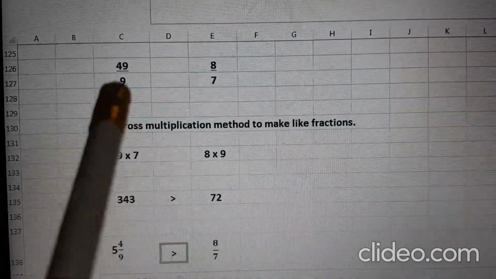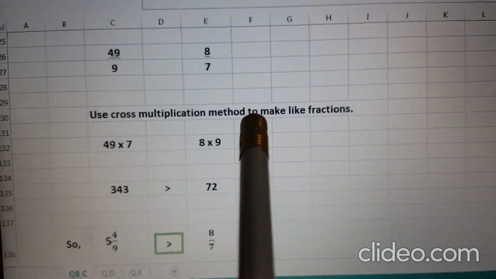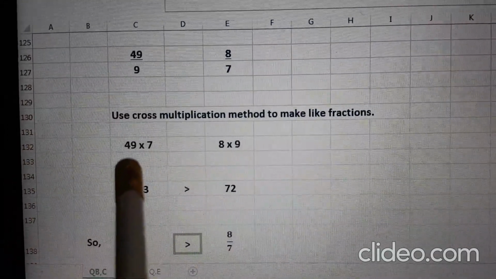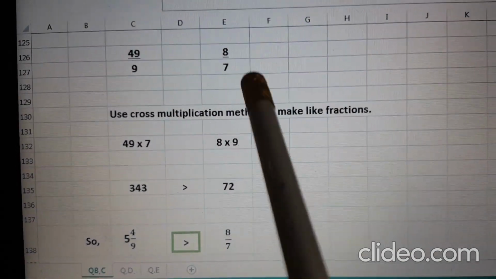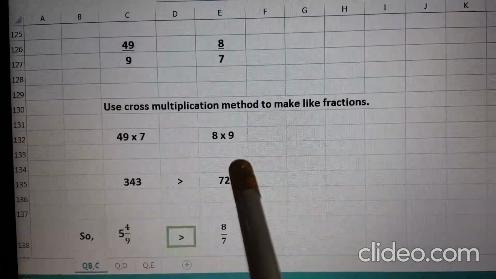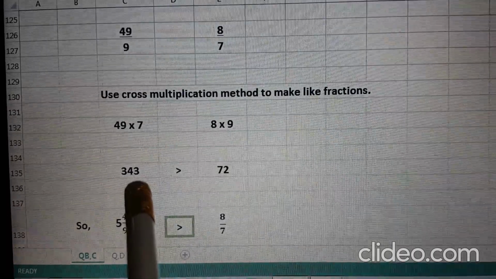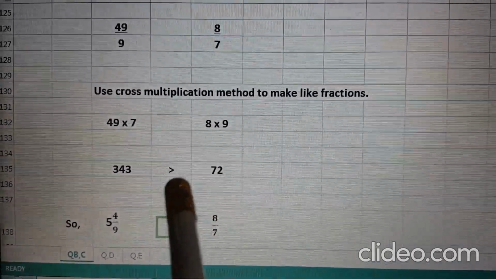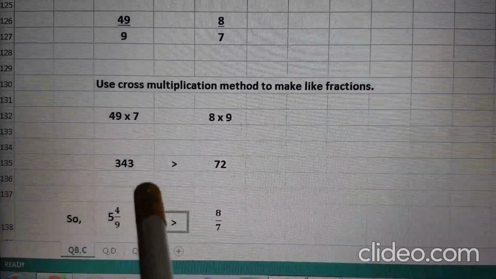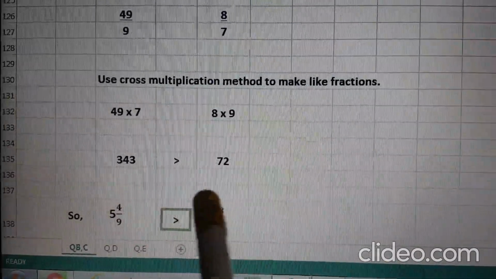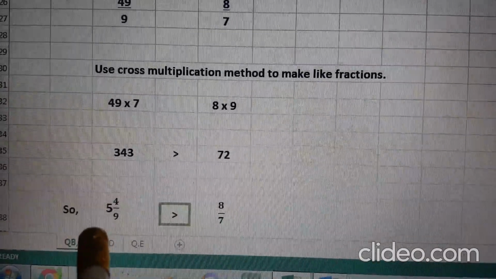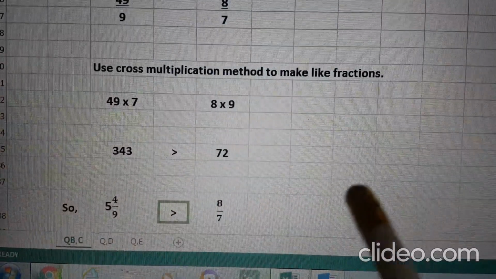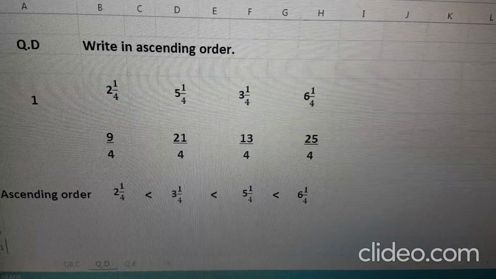So we will multiply 49 and 7, and 8 and 9. 49 and 7 we will multiply, 8 and 9 we will multiply. When we multiply, we get 343 and here we get 72. So we know 343 is greater than 72. Therefore 5 whole 4 by 9 is greater than 8 upon 7. In the same way, you will do all parts.